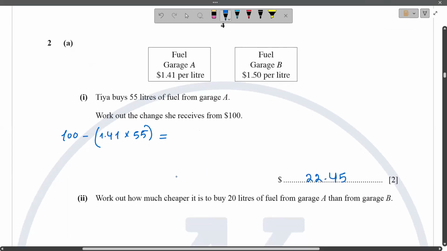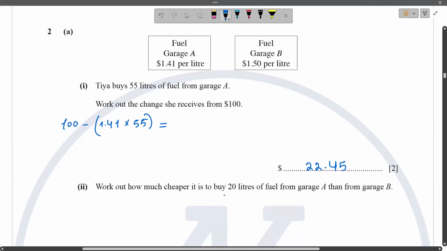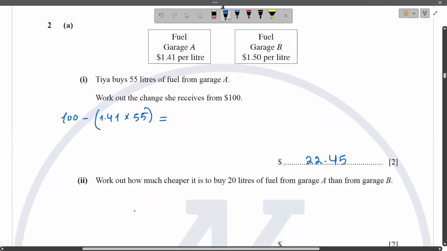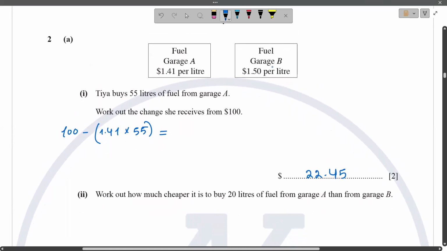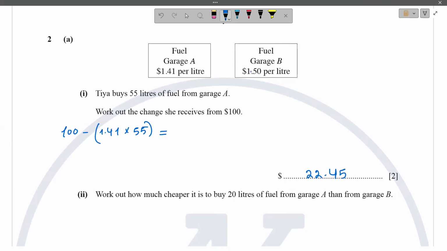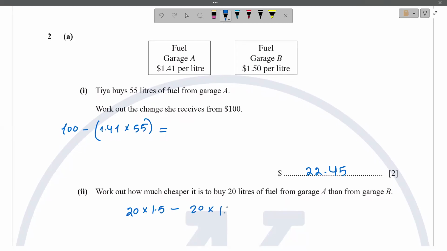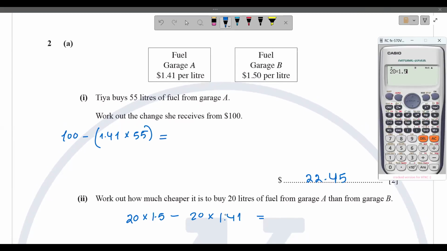100 minus 1.41 multiply 55 is equal to 22.45. Work out how much cheaper it is to buy 20 liters of fuel from garage A than B. So I'm going to calculate from A and from B and subtract them. I can see that's 1.5 here, so this will be the larger or greater amount, so I'm going to start with it. 20 multiply 1.5 minus 20 multiply 1.41. So the answer is 1.80.